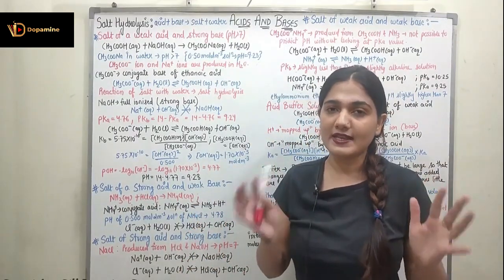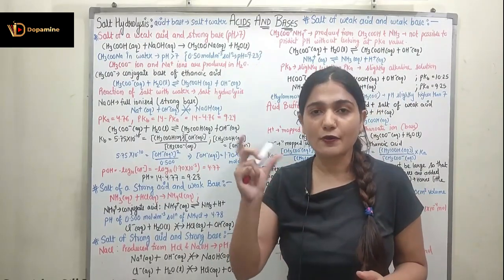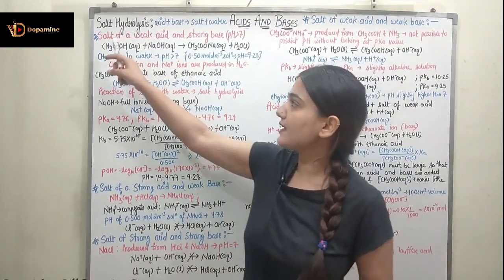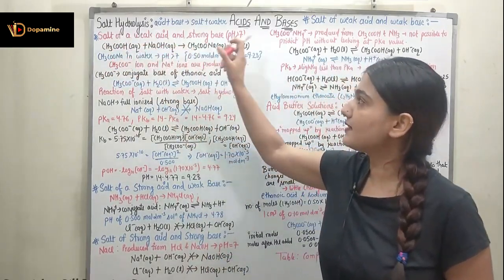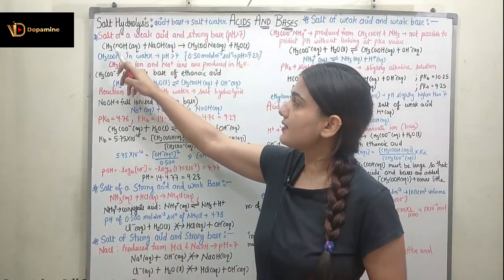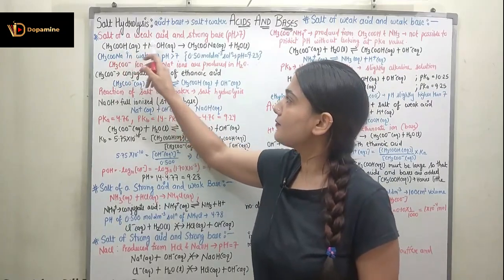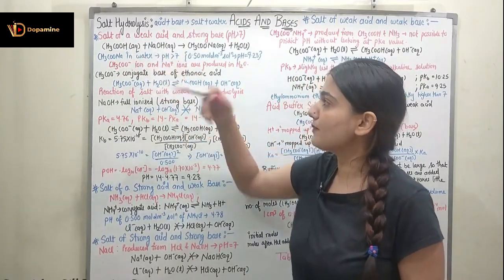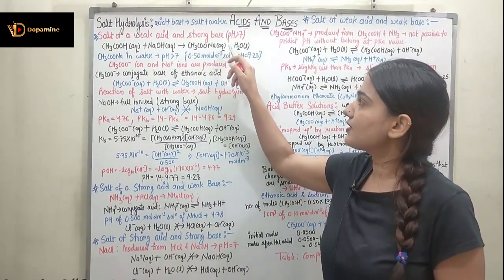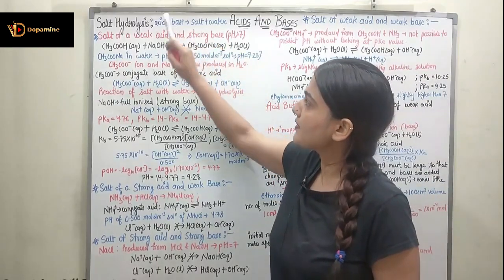We all know when an acid reacts with a base, a salt and water are formed, right? So we are going to talk about this salt when we have different acids and different kinds of bases. The first case is a salt of a weak acid and a strong base, whose pH is greater than 7. We consider a weak acid like CH3COOH, ethanoic acid, reacting with a strong base, NaOH, to form CH3COONa, the salt, and H2O.